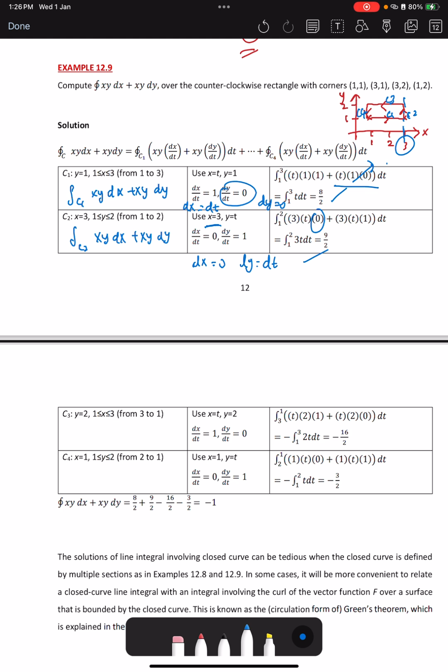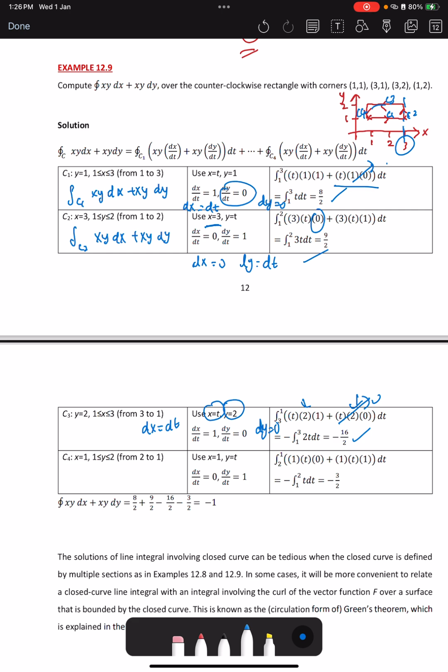Same goes with C3 now. Now your C3 is this one. Y is equivalent to 2, x is equivalent to t, because x always changes along this line. So here dx is equivalent to dt, and then dy is equivalent to 0. So you replace it here, you will get this component is 0, and here is 2t. Integrate from 1 to 3, so you get negative 16 over 2.